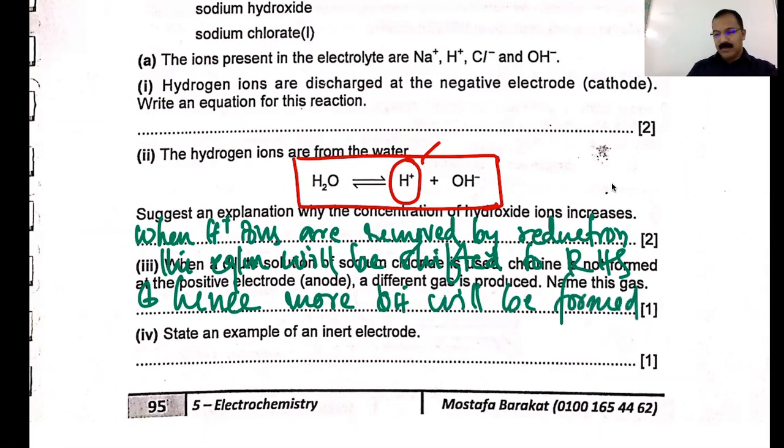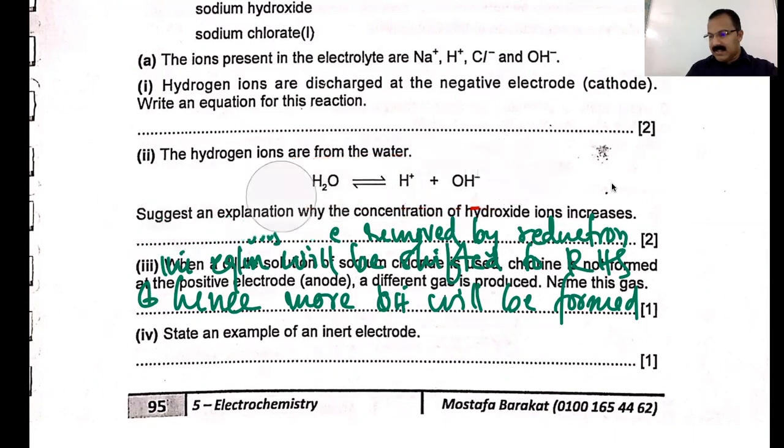So 2 marks, 1 mark is to show that in this equilibrium, H plus is removed, one of the products is removed. So the position of equilibrium will be shifted to the right, producing more of the products. The other one, OH minus, from the beginning is not getting removed. Now more and more is getting added as well. That's why its concentration increases.